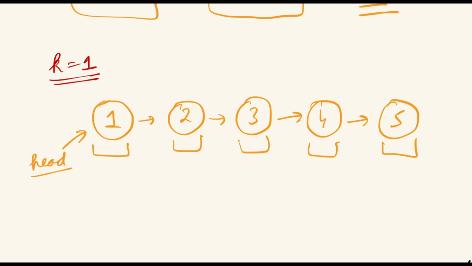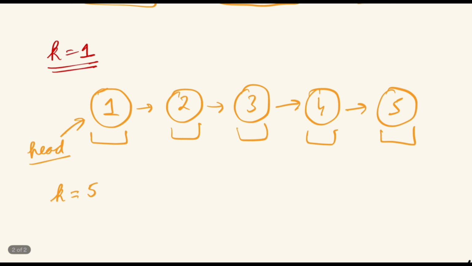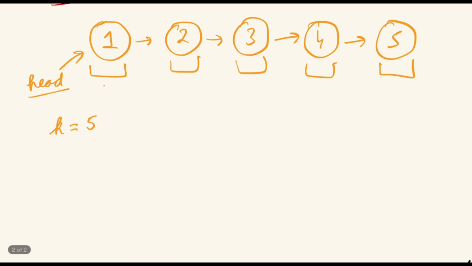And what if k is equal to the length of the linked list? Let's say k is equal to 5. So here the group would be this whole group, which is of length 5, and there will be only one group. And here we will have to reverse the whole linked list. So if k is equal to the length of the linked list, then this question becomes reversing a full linked list.